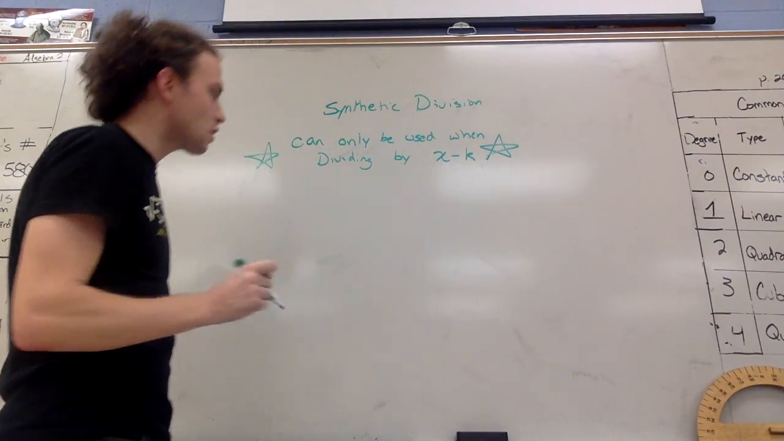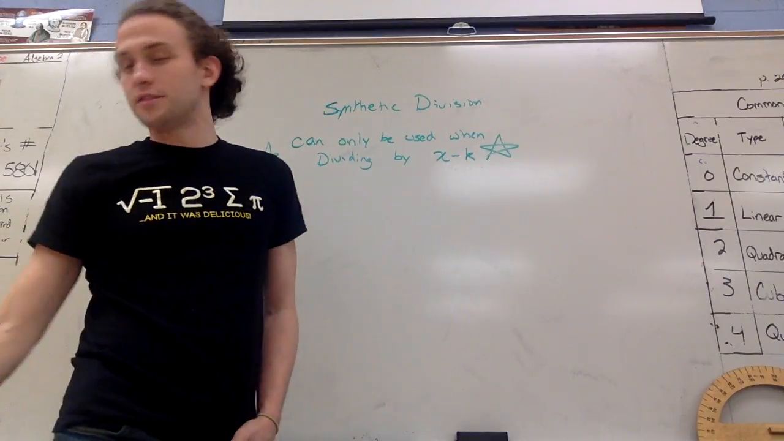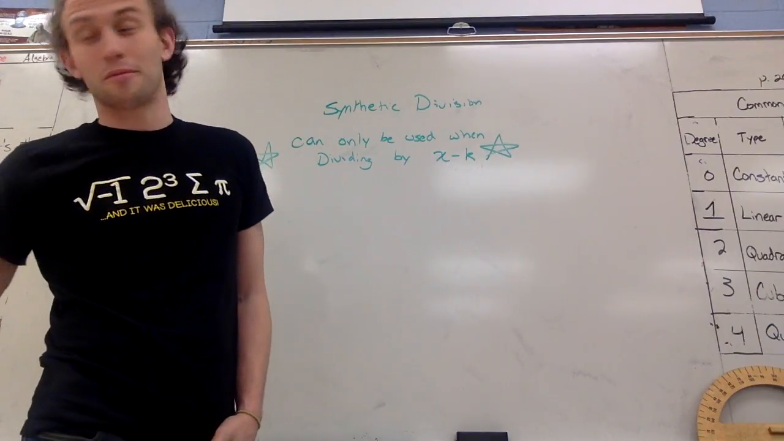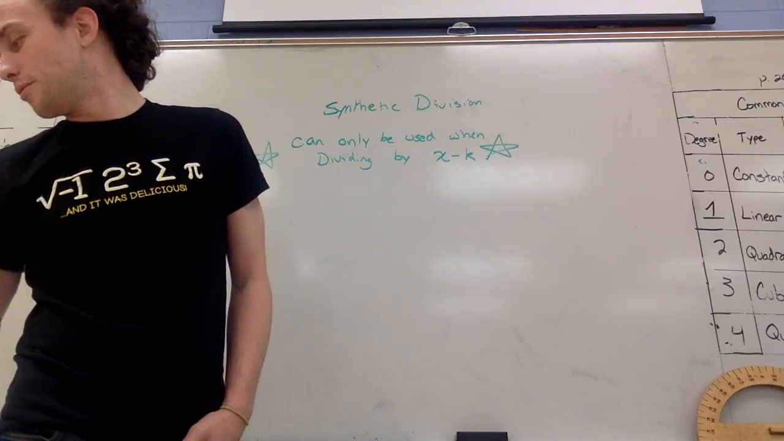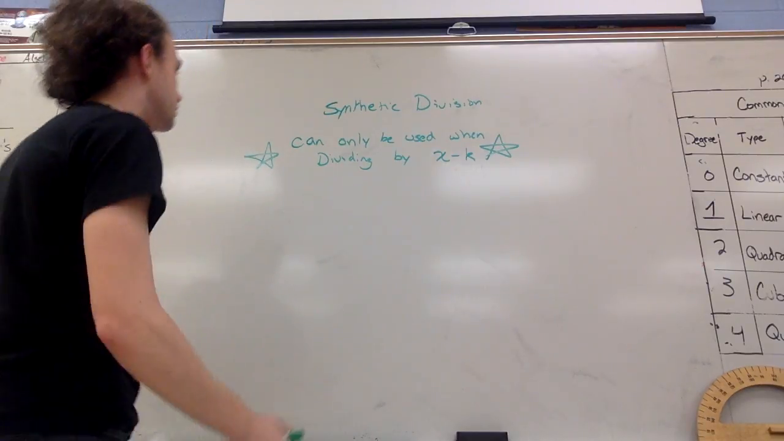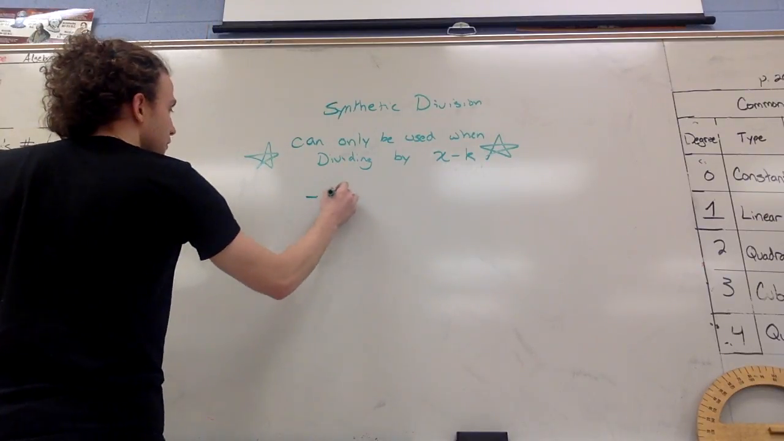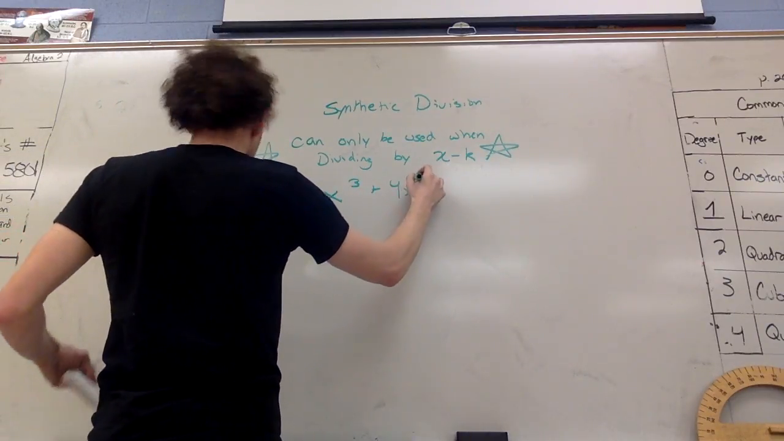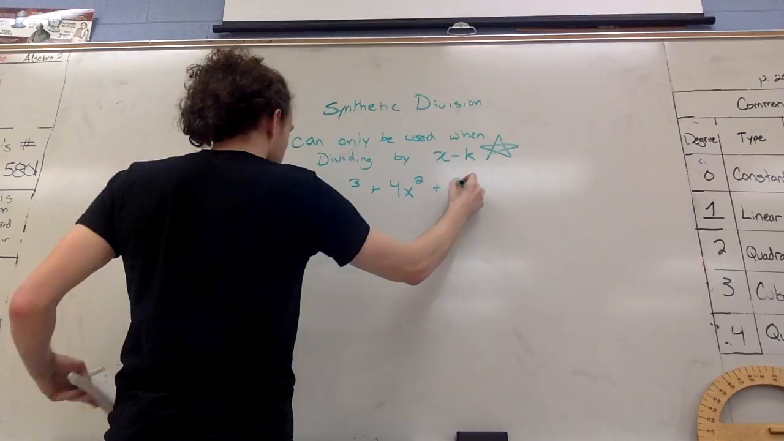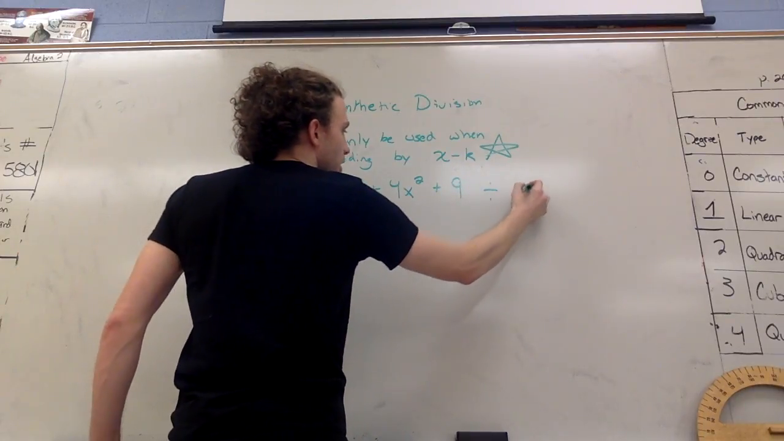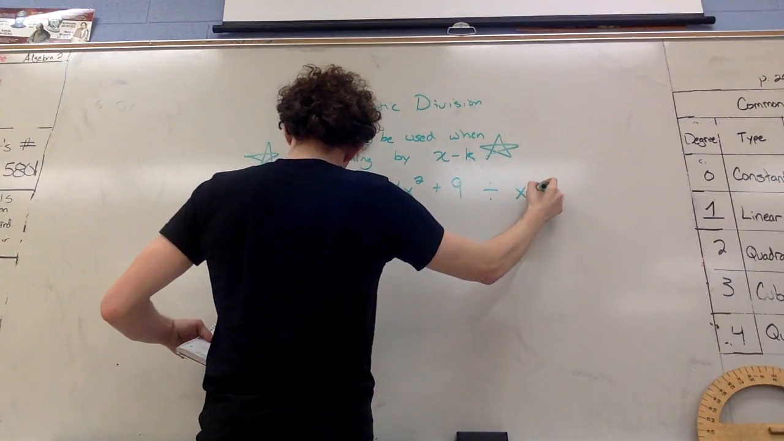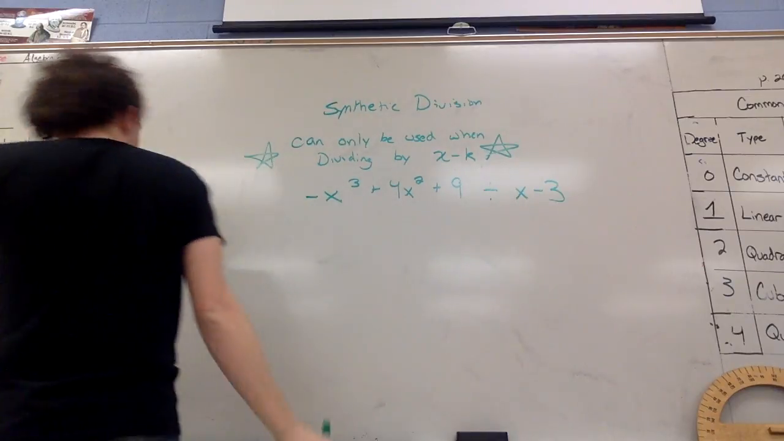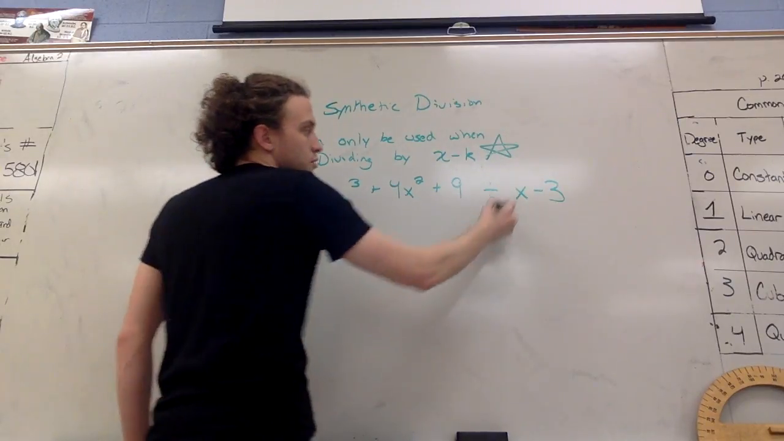Now, most of the time, these problems are a lot easier if you just see an example or two. So here's what we're going to do. I'm going to write a problem on the board. It's going to be negative x cubed plus 4x squared plus 9, divided by x minus 3.